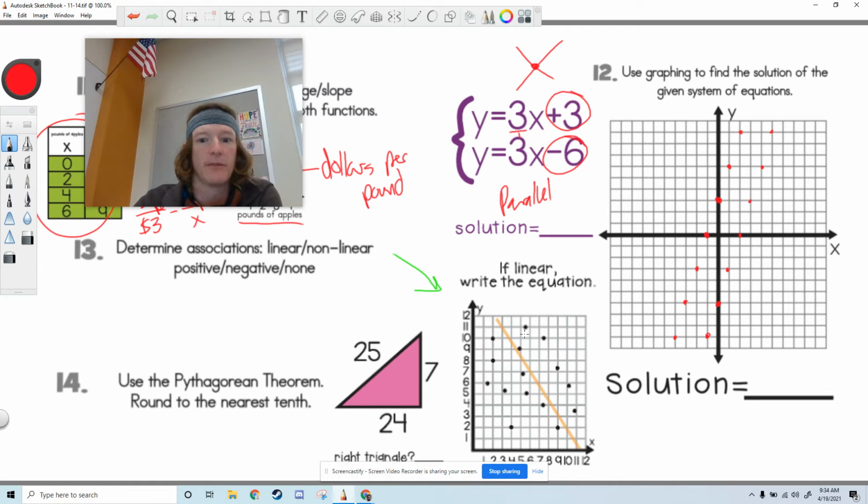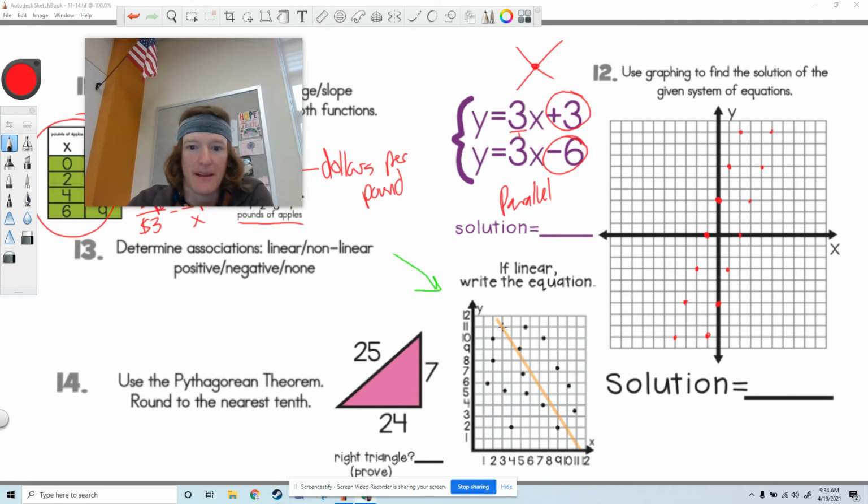Number 13, we need to decide, is this positive, negative, none, or linear or nonlinear? If we look at this scatter plot, this is like what we did last week in class. To me, kind of looks like they gave us a line here, but really, if this line wasn't here, I'm not going to be able to erase the line.